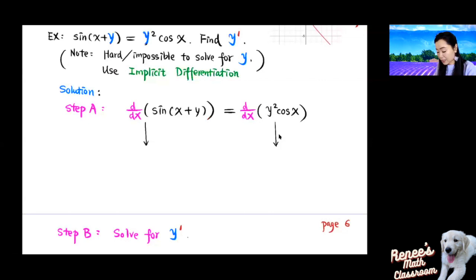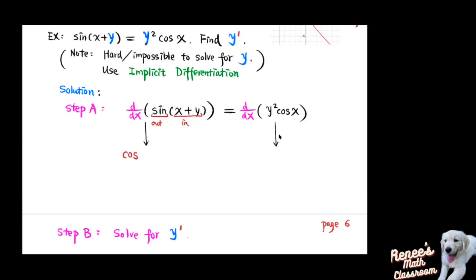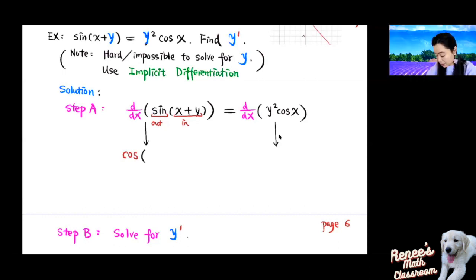Notice that this is the outer function, right? This is the outer, and this is the inner function. And actually, the y here is the innermost function. Okay. So differentiate here, we have to use the chain rule. Differentiate this outermost function sine, what do we get? The derivative of sine is cosine. Okay, and then we just copy this: cosine of x plus y.